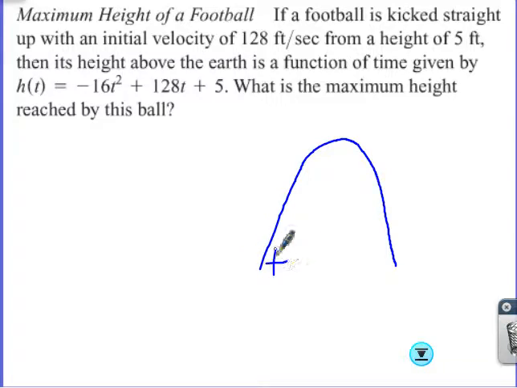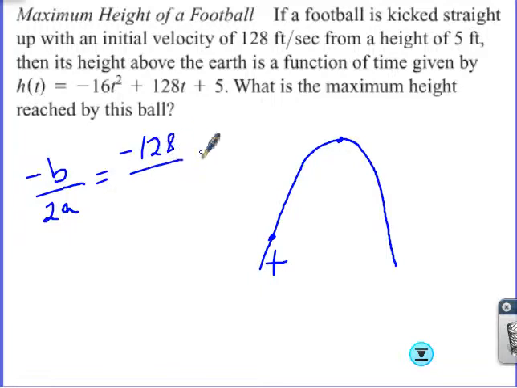To where that would be your XY axis. So it's kicked from an initial height of about 5 feet. We want to know how tall is it going to get. All they're asking for is what is the vertex. That's it. So all you've got to do to find the vertex, since it's in standard form, is negative b over 2a. So that'd be negative 128 over 2 times negative 16, which is negative 32, which gives you 4.